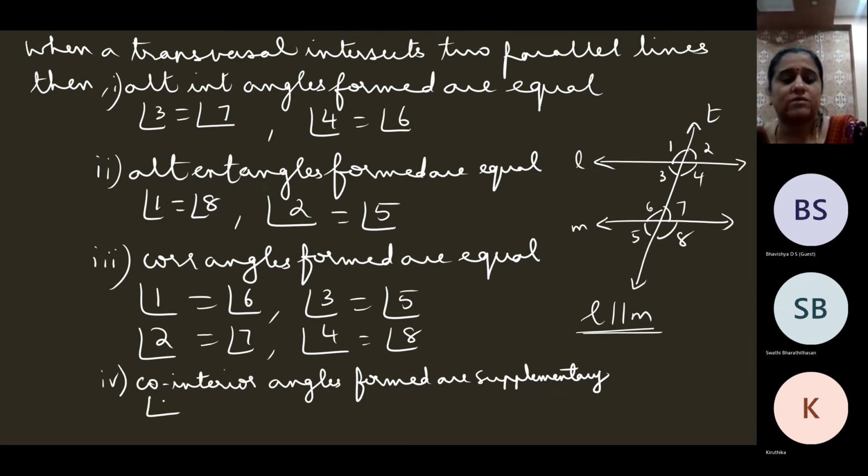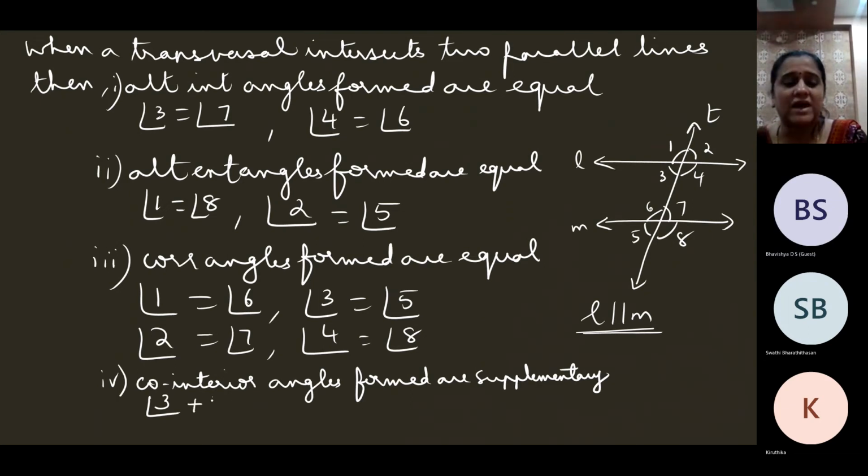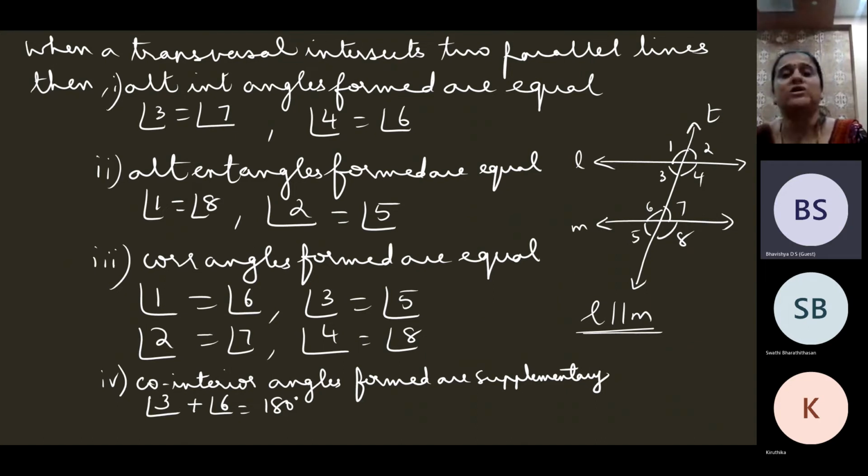Ma'am, angle 3 and angle 6. So here angle 3 plus angle 6 is equal to 180. The co-interior angles are supplementary. When the lines are parallel, they are supplementary. When the lines are not parallel, they are co-interior angles, but they will not be supplementary. Their sum will either be more than 180 degrees or less than 180 degrees. It will not be equal to 180.